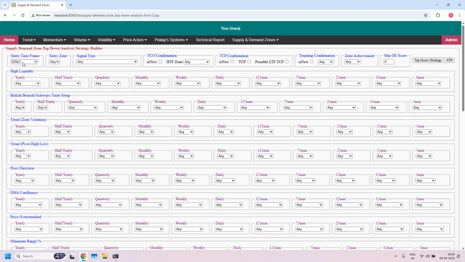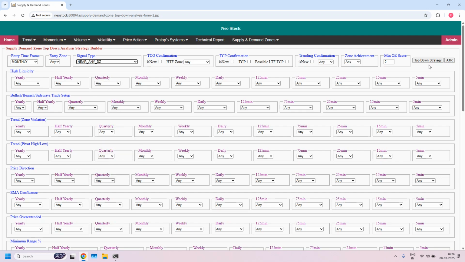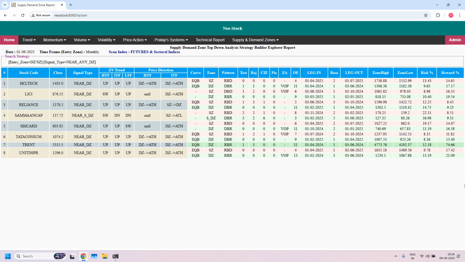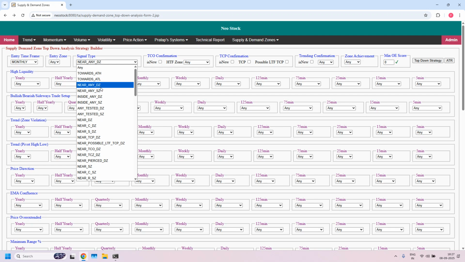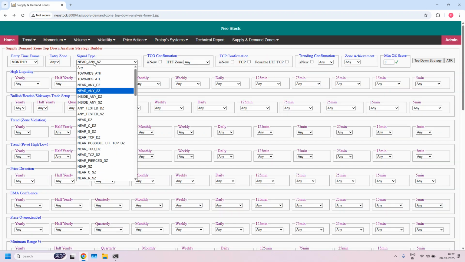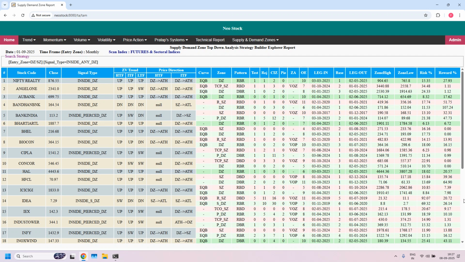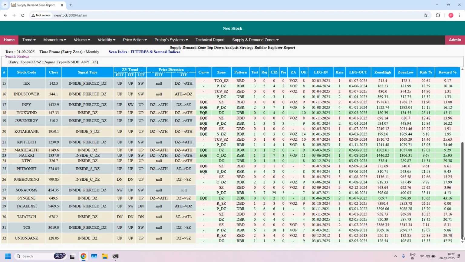Okay, next time frame is monthly. Stocks near to the monthly demand zone, we got 8 stocks. Next, stocks near to the monthly supply zone, we got 5 stocks. Next, price closed inside the monthly demand zone, first 18 stocks in the list. Scrolling the list down, total 32 stocks are filtered.